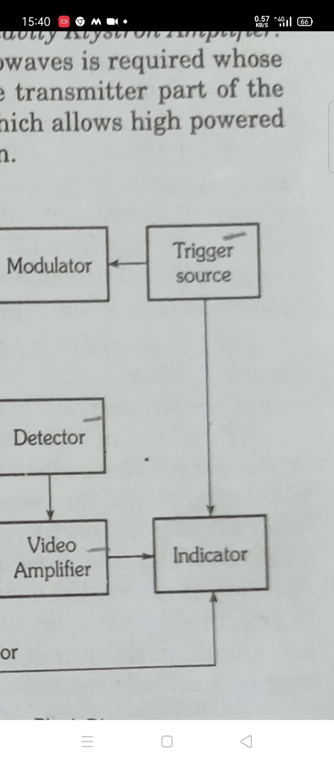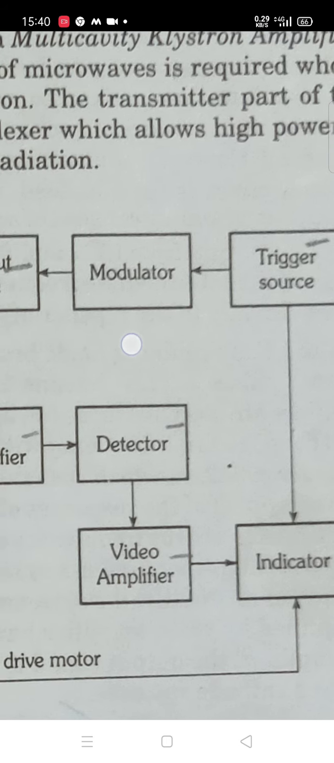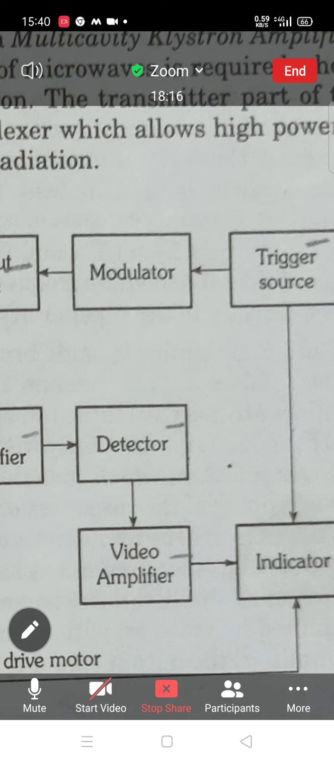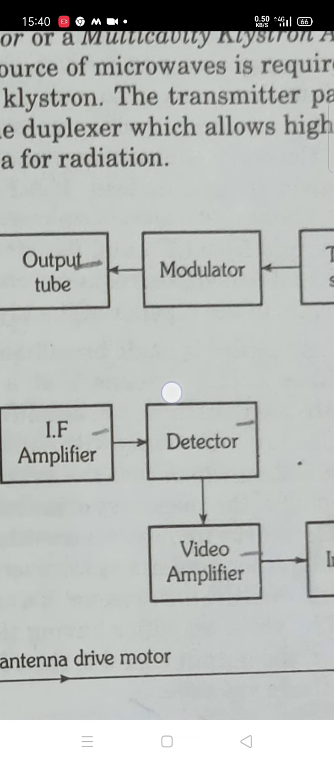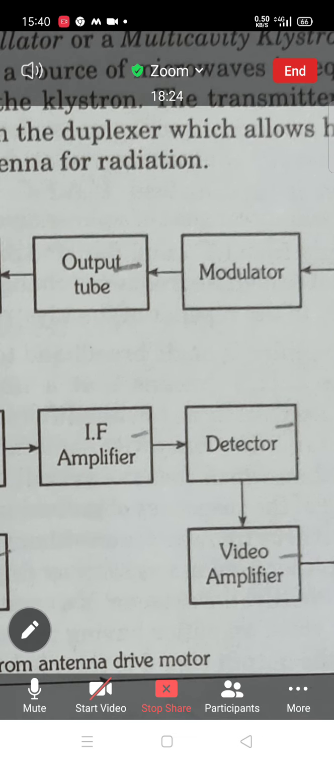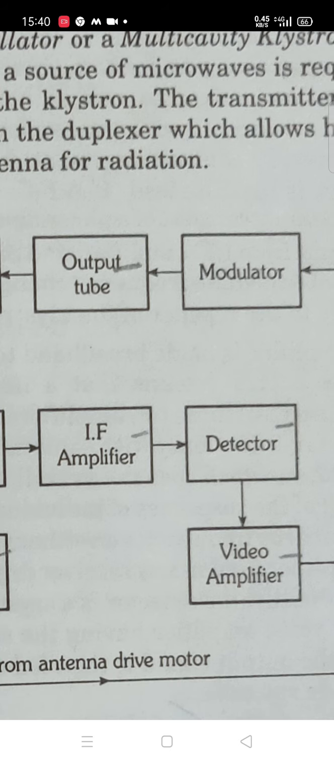This is the trigger source. The work of the trigger source is that it will give the pulses to the modulator. That is the second block, the modulator. So this trigger source will give the pulses to the modulator which provides rectangular voltage pulses used as the supply voltage for the output tube, thus switching it on and off as required. The supply voltage for the output tube will be given by this modulator block.